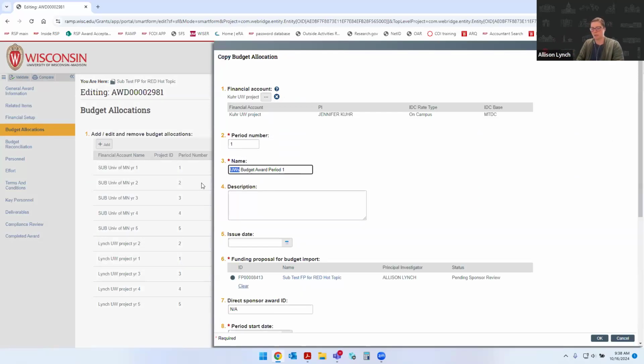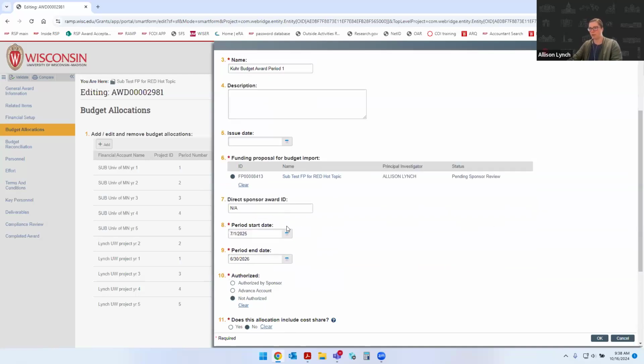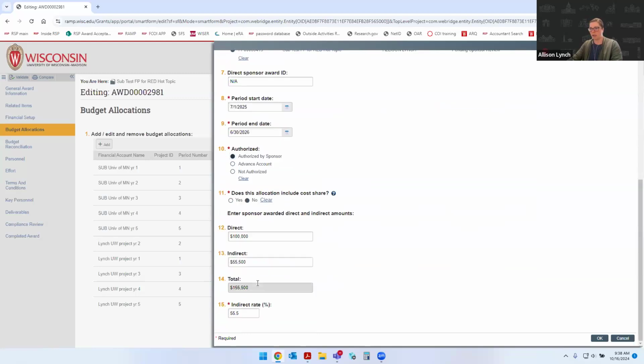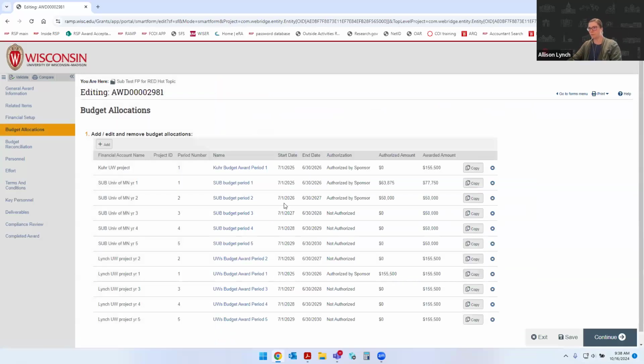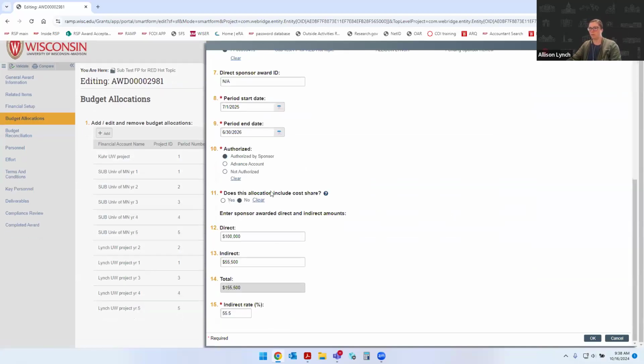And I'm just going to update the name here. And I'm going to click authorized and I'm going to stick with the same dollar value. Oh, I just want to mention something. Right now, does this allocation include cost share? This should be no for everything, no matter if you actually have cost share on the award or not.